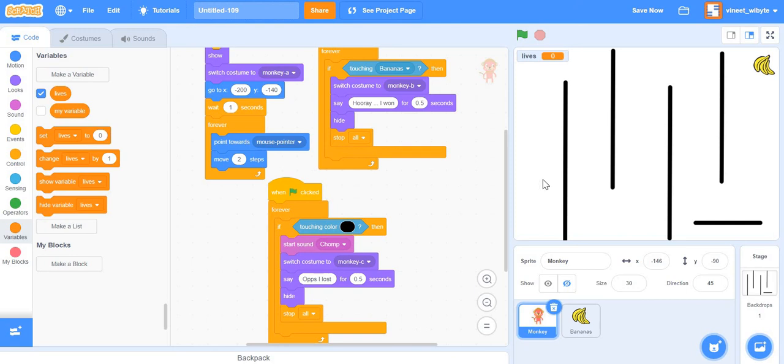Now notice that this game also has only one level, but probably it could be that once my monkey reaches this banana, right, it goes to a new level, where we basically change the backdrop, which has got a different set of lines, right?